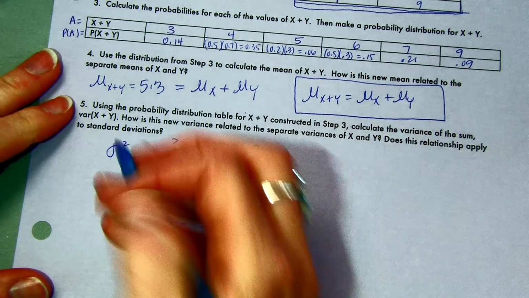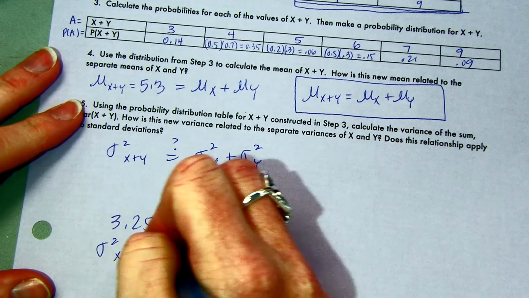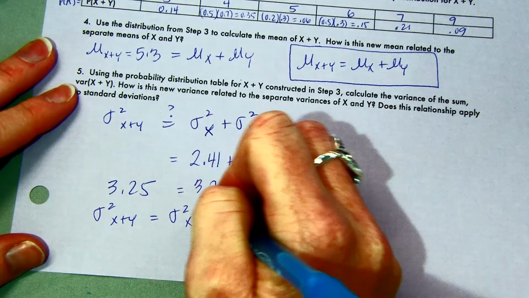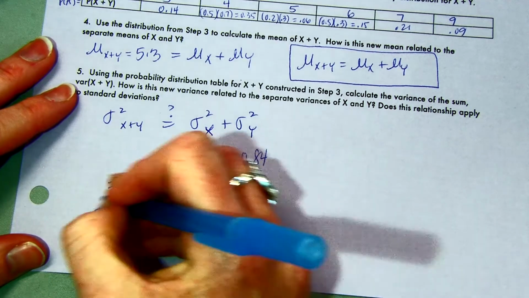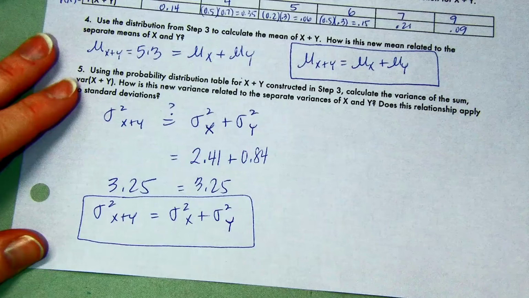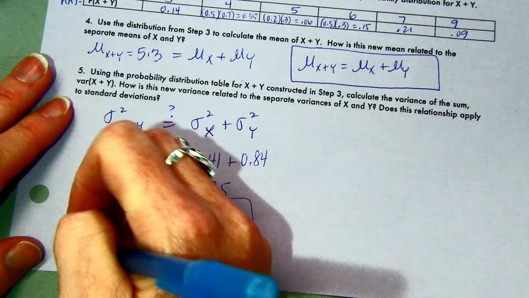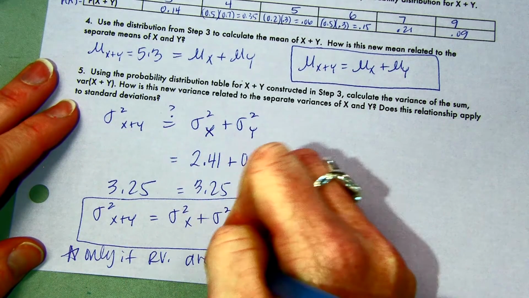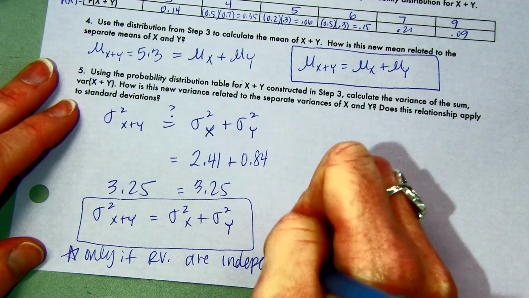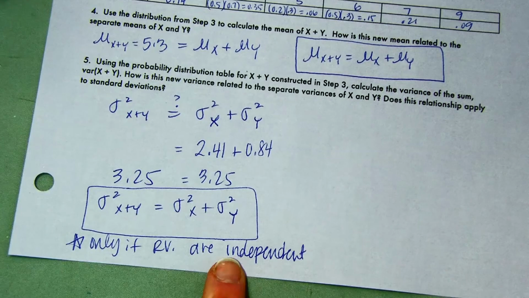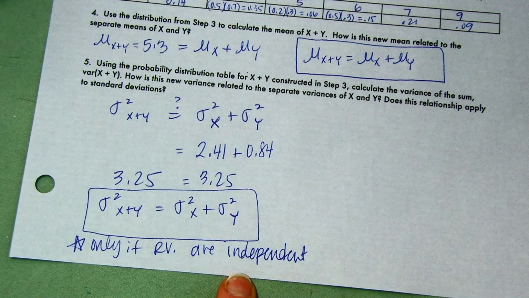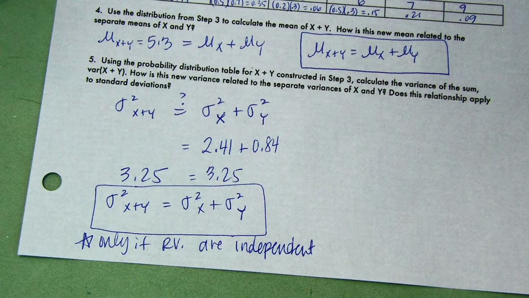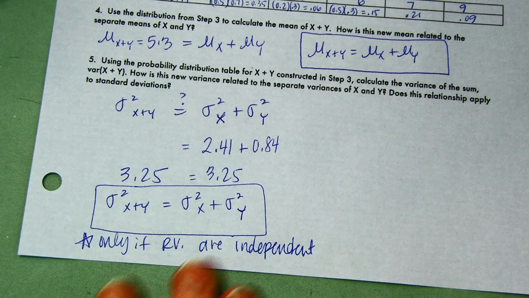So the variance, when I combine by adding, means that I can add their separate variances as well. Now, this is only if the random variables are independent. I'm not going to go further than that. You can take some advanced statistics, and there's a different formula if they're not independent. You don't have to know that.